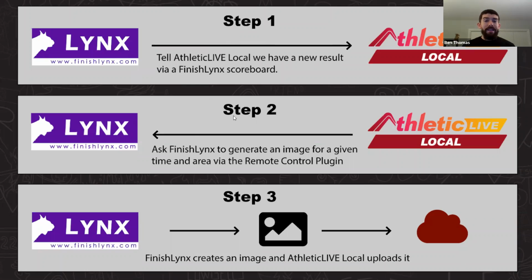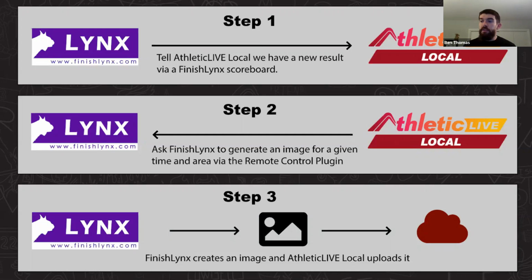Then we'll jump into a lot of these settings. Once Athletic Live Local knows that there's a new result, it needs to communicate with Finish Lynx via the remote control plugin to tell Finish Lynx to generate an image. And we'll talk about all the different things you can do with that. Once Finish Lynx gets that command, it then needs to create the image. And once the image is created, Athletic Live Local will upload it. So let's take a look at step one first.